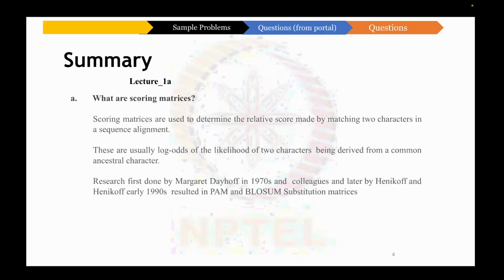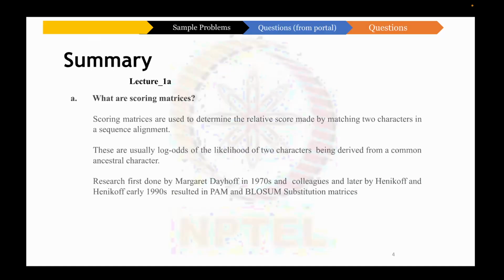So to start with, what are scoring matrices? In bioinformatics, scoring matrices are tables used to assign scores to the alignment of sequences, typically DNA, RNA, or protein sequences. These scoring matrices are usually used in alignment algorithms such as Needleman-Wunsch and Smith-Waterman. Scoring matrices are constructed based on the idea that certain substitutions, that is, replacement of one amino acid or nucleotide with another, are more likely than others due to evolutionary relationship or biochemical properties.